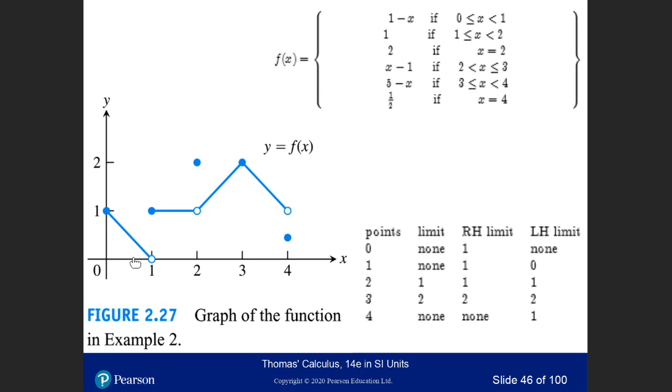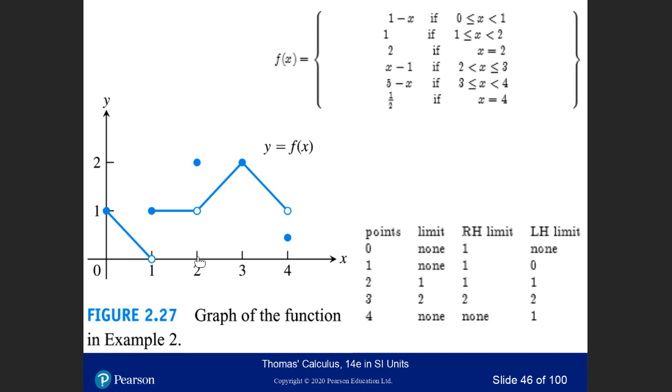Now, let's look at point 1. As you approach point 1, the limit, as you can see from the left-hand side, is equal to 0. So it has a left-hand limit here. If you approach 1 from values greater than 1, as you can see, the limit is 1. So there is no ordinary limit at point 1, but the right-hand limit is 1 and the left-hand limit is 0.